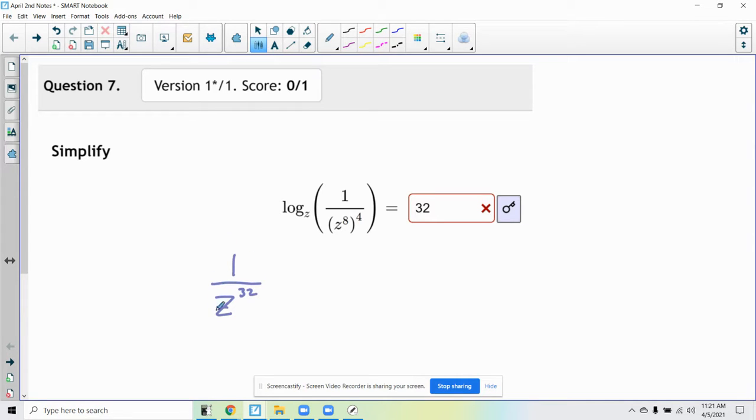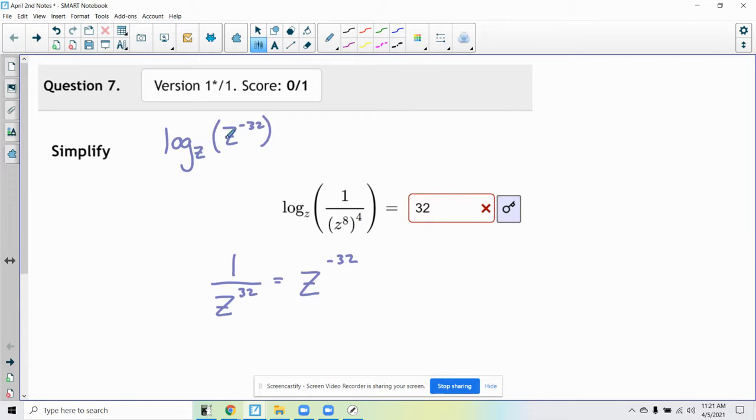Now, since it's on the bottom, I can bring this to the top and make this z to the negative 32nd. So now I have this pretty much simplified. I can rewrite this. This is going to be log base z of z to the negative 32nd. I think you had the right idea. You just probably dropped the negative.